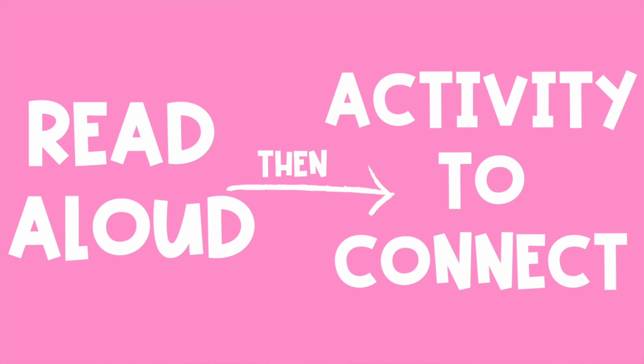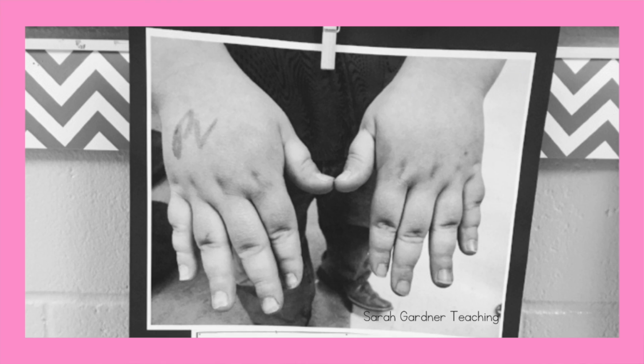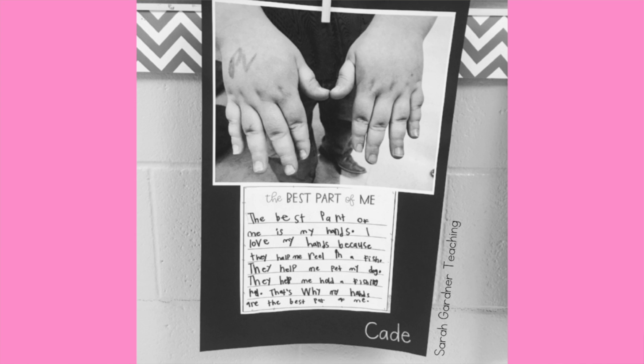After you use a read aloud, you'll want to use an activity to connect with it. So my absolute most favorite activity that I use, and I've actually used this with grade levels from kindergarten all the way up to 4th grade, is called The Best Part of Me. What students do is they pick one part of themselves and you take a photo. So like maybe it's their hands, and you zoom in and you just take a photo of their hands, and they write about it: my blank is the best part of me because.